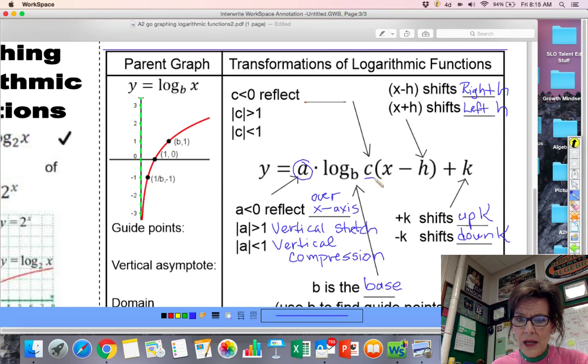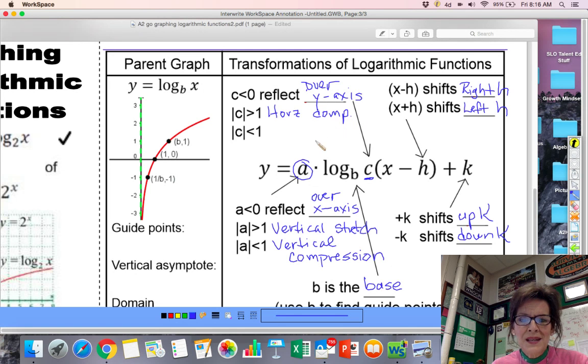C is the new player. C creates a horizontal stretch or compression. If C is less than 0, this causes the log graph to flip or reflect over the y-axis. So a negative c causes it to reflect over the y-axis. If c is greater than 1, this causes a horizontal compression.